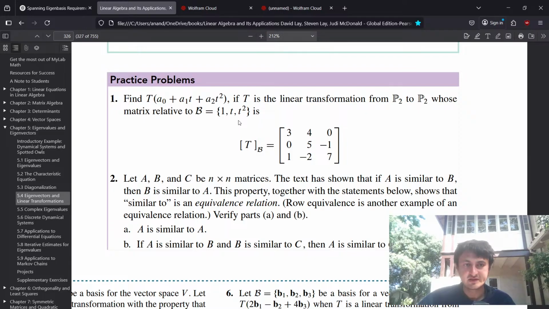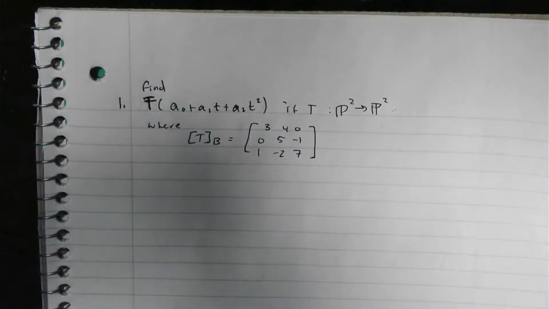All right, problem 1. Let me just write it down and then we'll switch over to the cam. So T of a0 plus a1t plus a2t squared. Find T of p, if T from P2 to P2, where T_B is equal to the matrix [3, 4, 0; 0, 5, -1; 1, -2, 7]. All right, switch over to the camera.